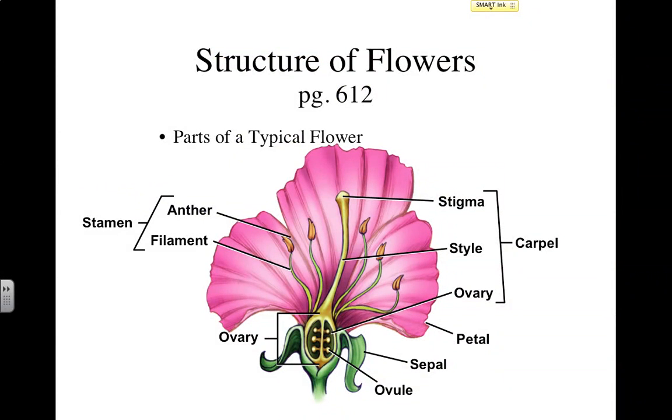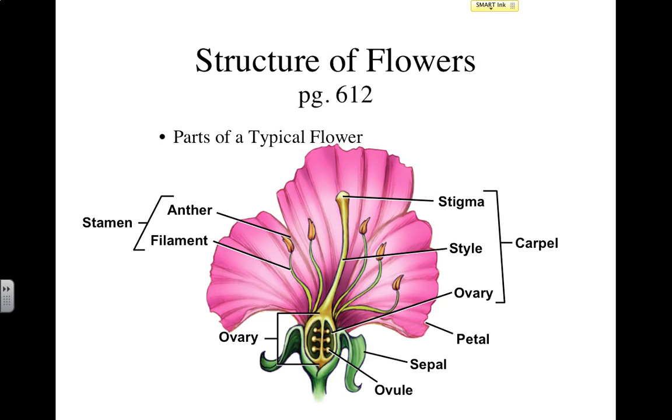Angiosperms are going to, their gametophyte is going to be the flower. And so you've got the different parts of the flower. The male part of the flower is the stamen. The anther is the part that produces the pollen, and then the filament just holds the anther up. So the anther and filament together create the stamen.